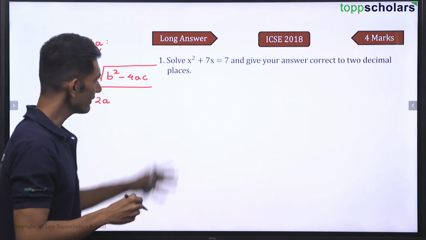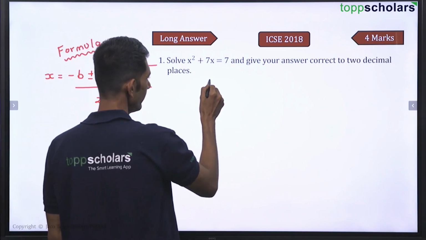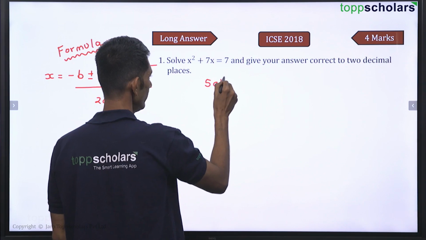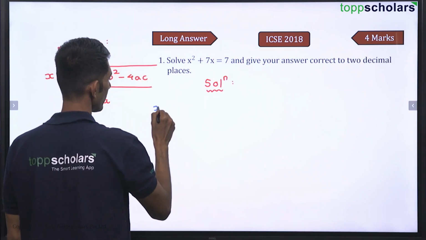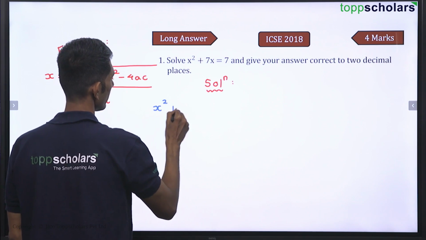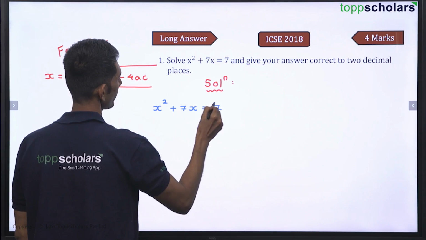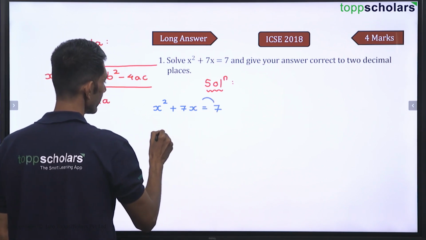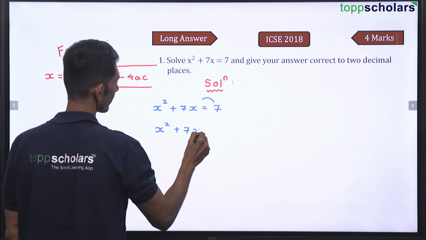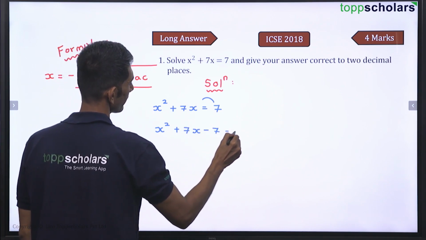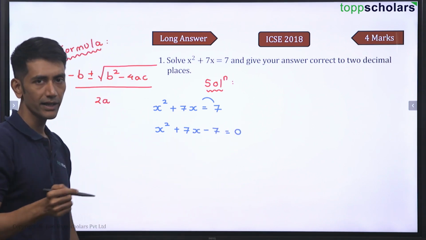Okay, so firstly we have a quadratic equation, that is x square plus 7x is equal to 7. Let me write it here. Let's move on to the solution. So we have x square plus 7x is equal to 7. Let me shift 7 to the other side. So I get x square plus 7x minus 7 is equal to 0. Now see, this is the quadratic equation that I get.